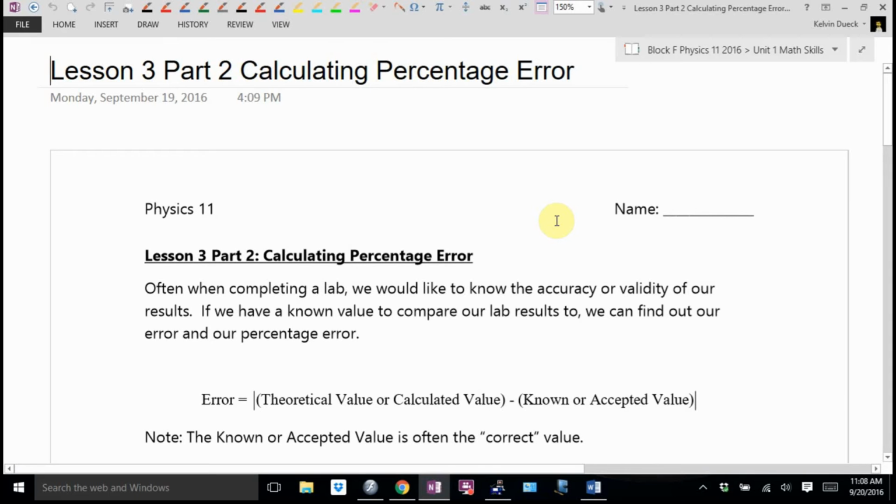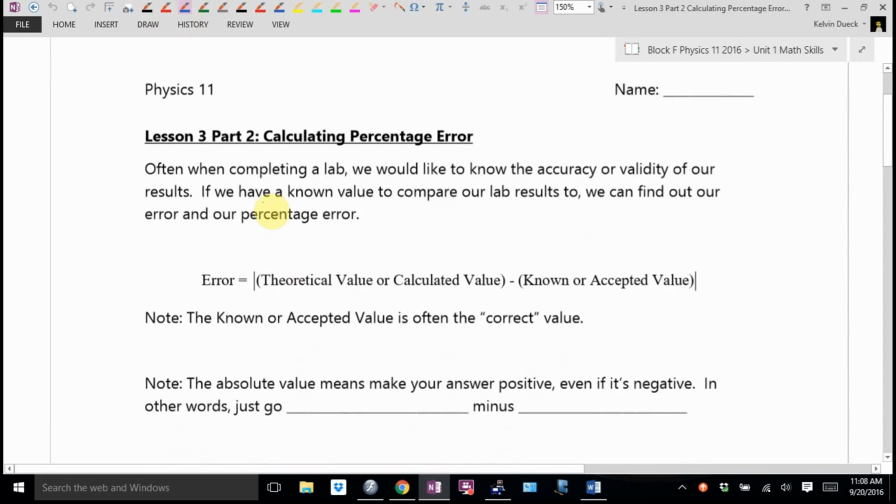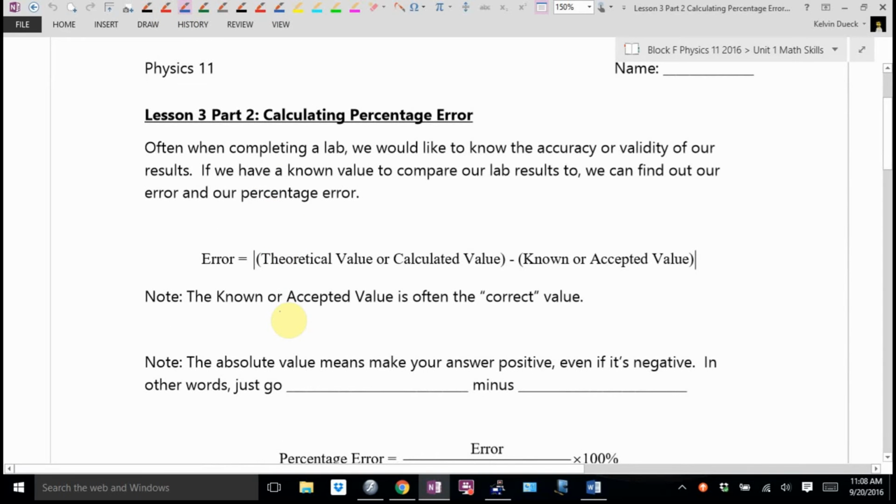So often when completing a lab, we would like to know the accuracy or the validity of our results. If we have a known value, a correct value, to compare our lab results to, we can find our error and our percentage error. Error is calculated by, and this looks very high tech, it's not, taking the theoretical or calculated value and subtracting it from the known or accepted value, finding out how far apart they are. Except, I put some absolute value signs here.